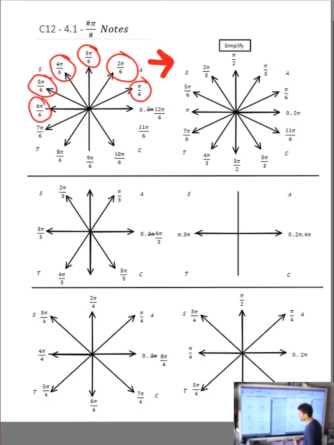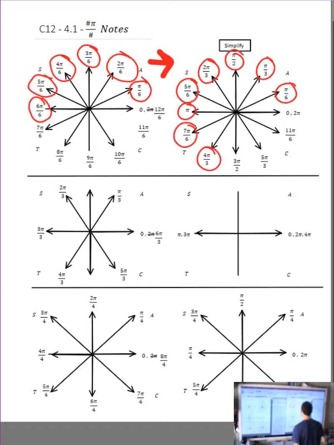And when I count by pi over 6 with a denominator of 6, it's really simple. Pi over 6, 2 pi over 6, 3 pi over 6, 4 pi over 6, 5 pi over 6, etc. But if I simplify all those fractions off to the right, I get pi over 6, pi over 3, pi over 2, 2 pi over 3, 5 pi over 6, pi, 7 pi over 6, 4 pi over 3, etc., which doesn't count very well. So again, we're going to be going back and forth between radians and degrees wherever necessary.